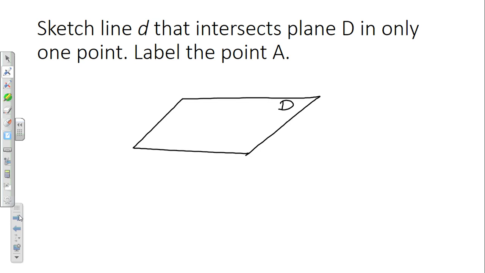Yes, point A should be where it intersects. Absolutely. So if we have a line coming through, we want to stop at point A, and then to show that it's going through it and not staying flat on it, to make it 3D looking, we have to show some dotted lines. And then have it coming out the other end. So far, so good. And what is that line's name? That line is a little d, right? So you put a little d up next to it with no dot, because it's not a point, it's a line name d. And it goes through plane D at point A. Does that make sense? All right, questions on this one?